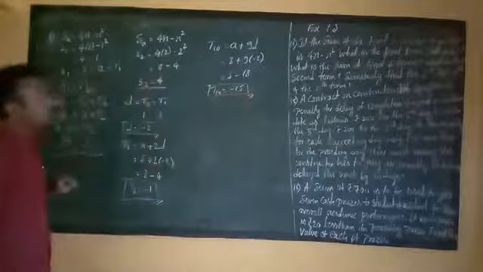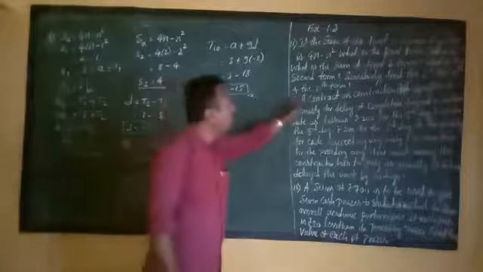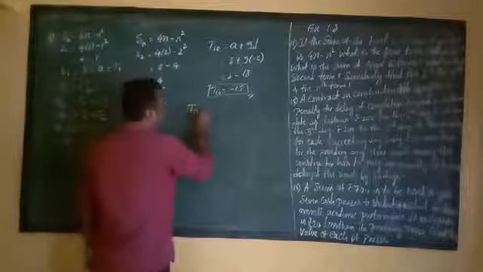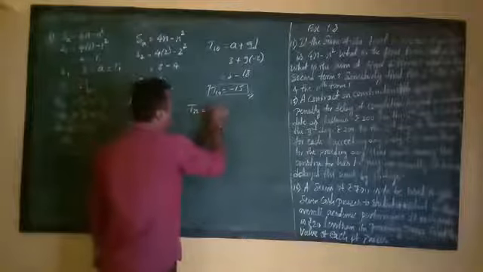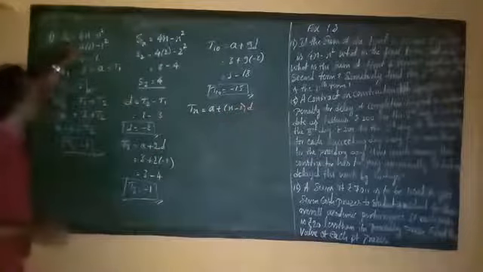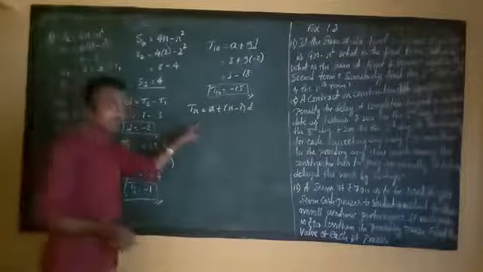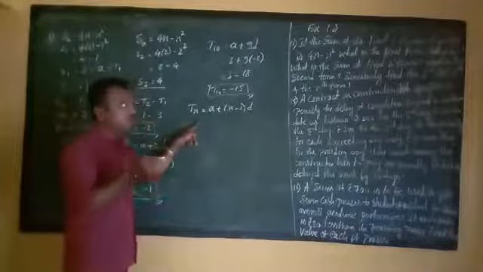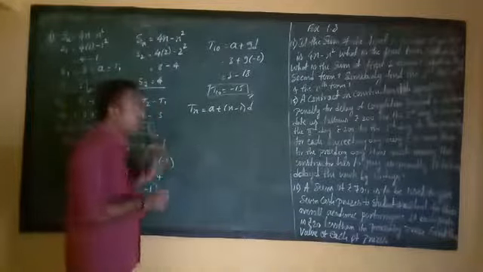Understand students? Next, similarly, the nth term of an AP. So what is the nth term of an AP? Tn is equal to A plus n minus 1 into D. So we want to calculate the nth term. What is the nth term of the AP in the given question?